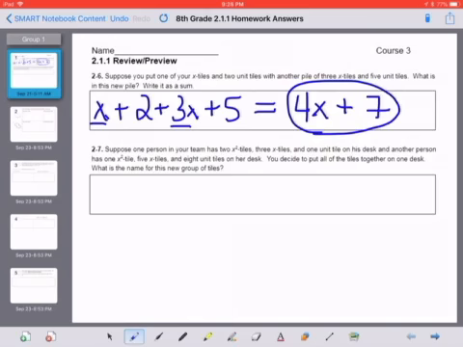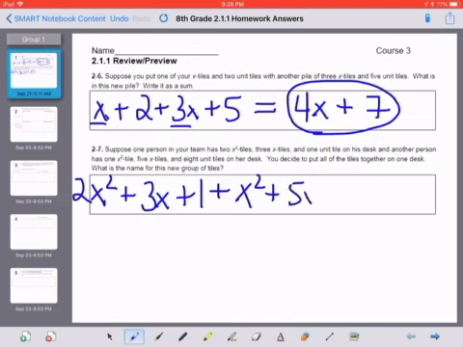Problem 2-7 was similar. It says, suppose one person in your team has 2 X tiles, 2 X squared tiles, 3 X tiles, and 1 unit tile. So they would have X squared, 2X squared, plus 3X plus 1. And then the other person has an X tile, 5 X tiles, and 8 unit tiles. So then we would complete that together.